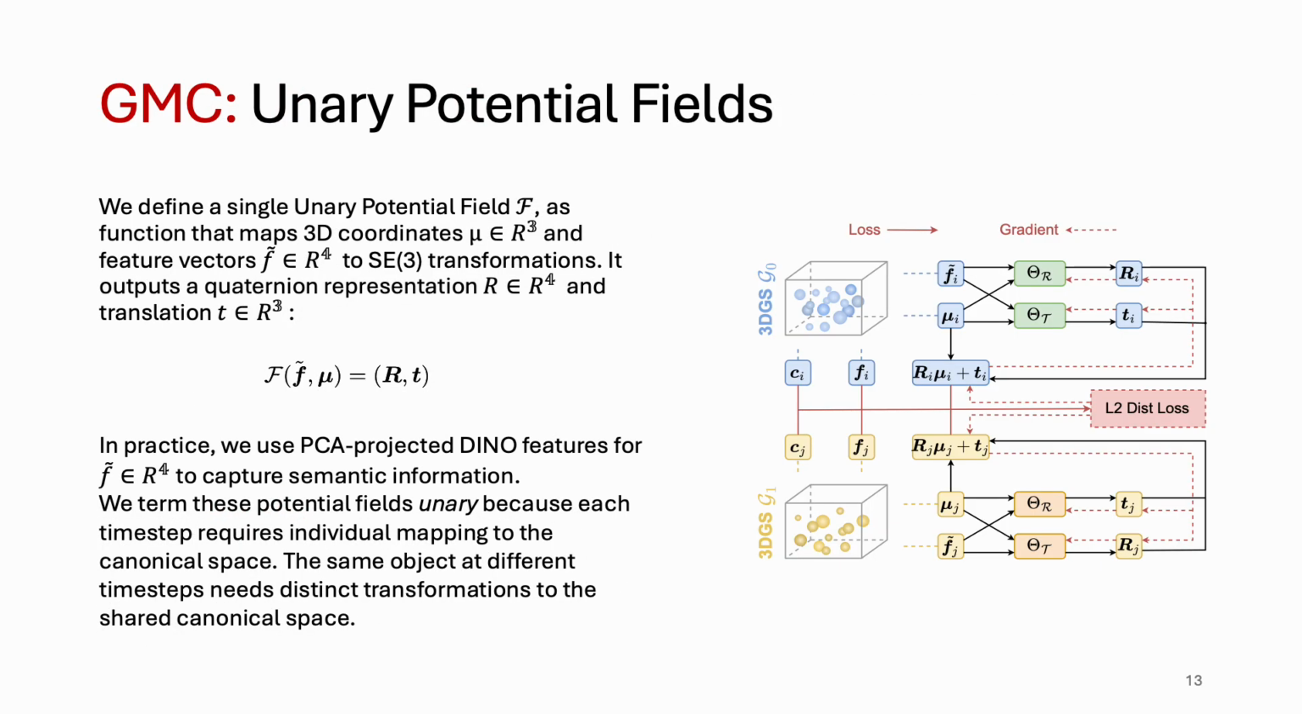We define a single unary potential field F as a function that maps 3D coordinates nu and feature vectors f tilde to an SE3 transformation. In practice, we use PCA projected DINO features for f tilde, and these potential fields are called unary because each time step requires individual mappings to the canonical space.